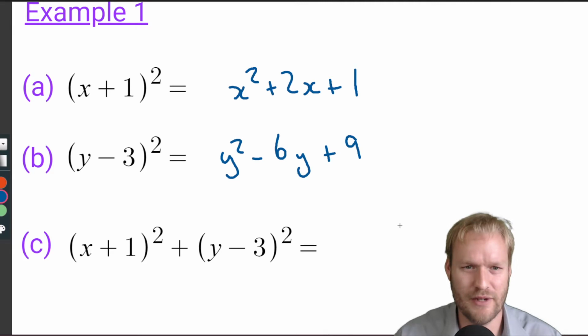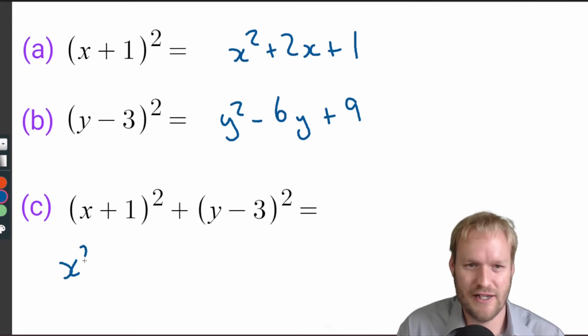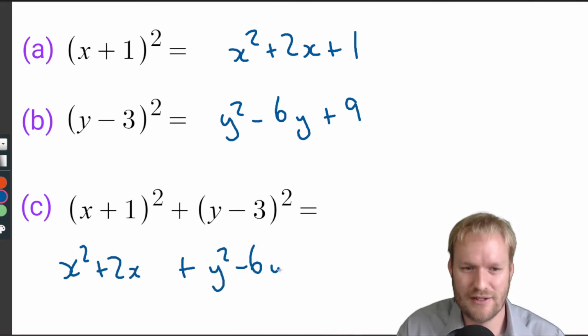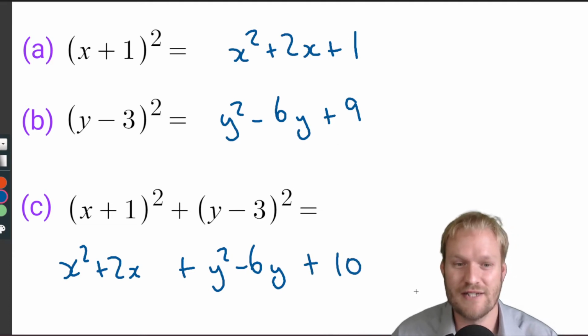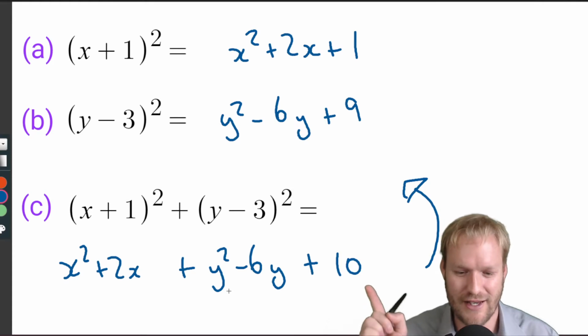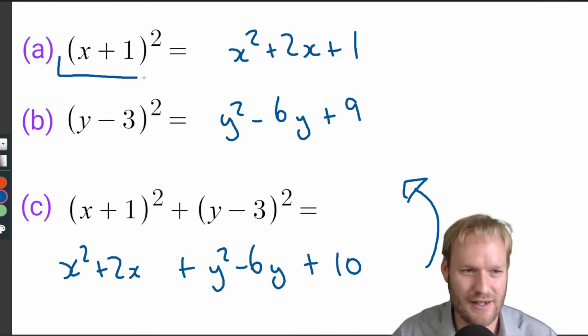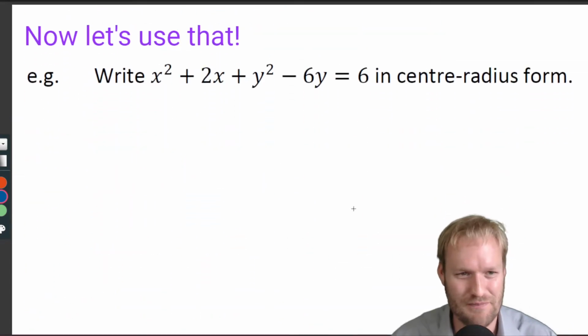Okay, and maybe we take this one here. Well, it's just a combination of those things there. So it's x squared plus 2x plus y squared minus 6y. And the 1 and the 9 might add together to give us 10. So what we're going to look at now when we complete the squares, we're going to work our way backwards. So we're going to turn something like this last line that we're given just over here, and we're going to turn it into these nice perfect squares. Okay, so let's use that.